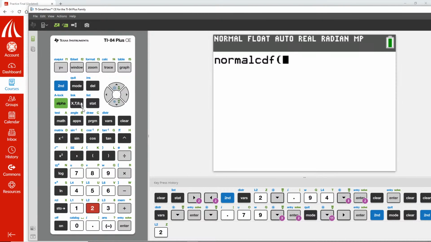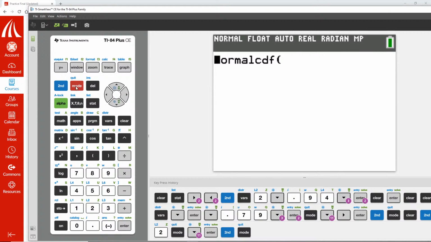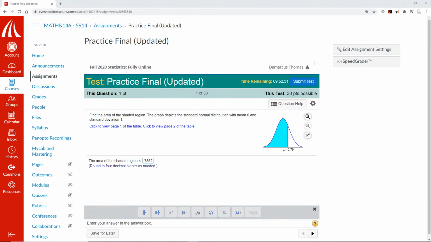So I'm going to put back on Stat Wizard, go into mode. If you have Stat Wizard on, I might as well put it on. And also Stat Diagnostics, you would want to turn that on as well. So when we do a chapter 10 problem, you'll see why you would want to turn that one on as well. Okay, so I've turned it on. Now second quit, and we've done that problem.